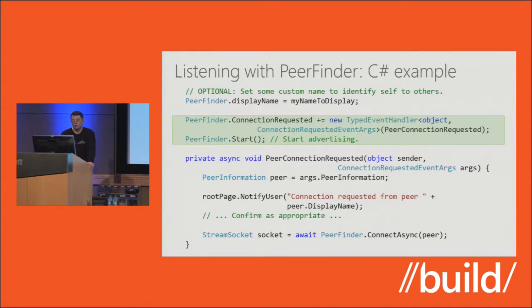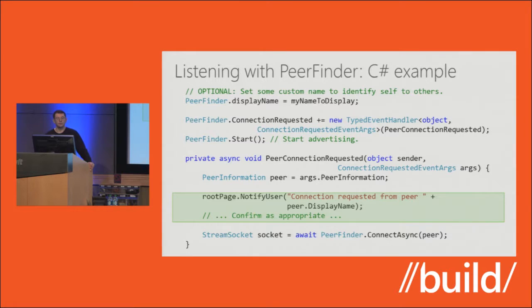So at this point, we're discoverable, and when the event is signaled, our delegate gets called, peer connection requested. And you can see the arguments have a peer information object as a property. That peer information object has a display name inside it. That's the display name that the other end set. And so here we might prompt the user, do you actually want to play this game? So-and-so wants to connect to you. Do you want to do this? And the user can confirm.